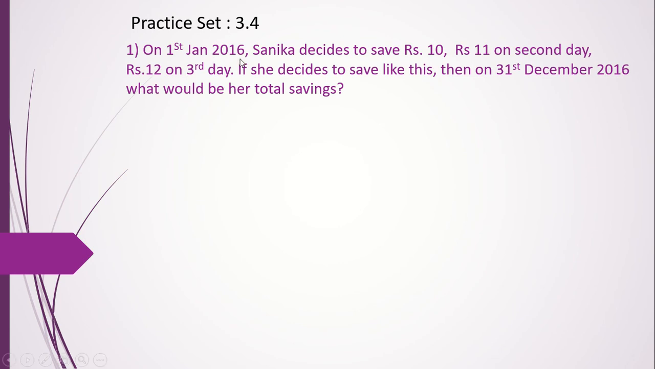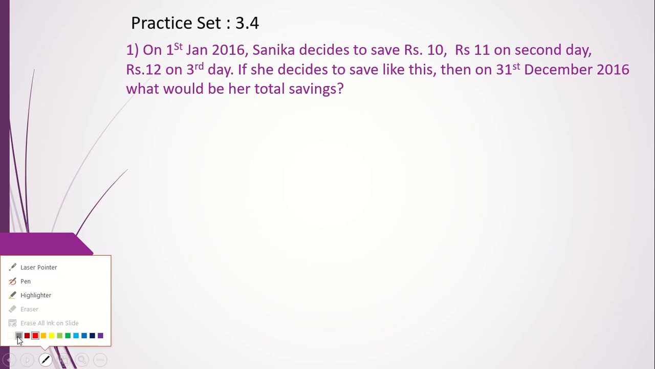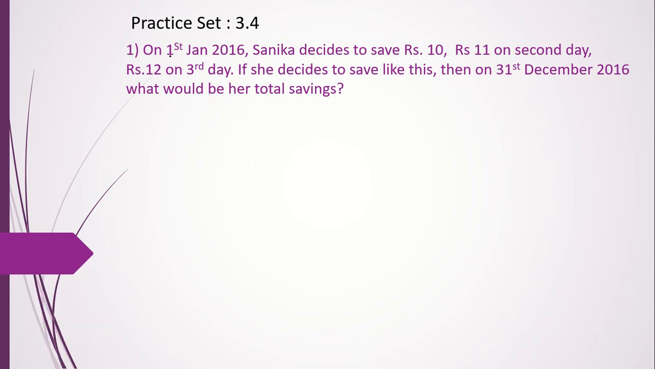On 1st Jan 2016, Sanika decides to save rupees 10, rupees 11 on the second day, rupees 12 on the third day. If she decides to save like this, then on 31st December 2016, what would be her total savings? So let's just see. 1st Jan 2016 was her first day. Okay, so on the first day, she decided to save rupees 10.